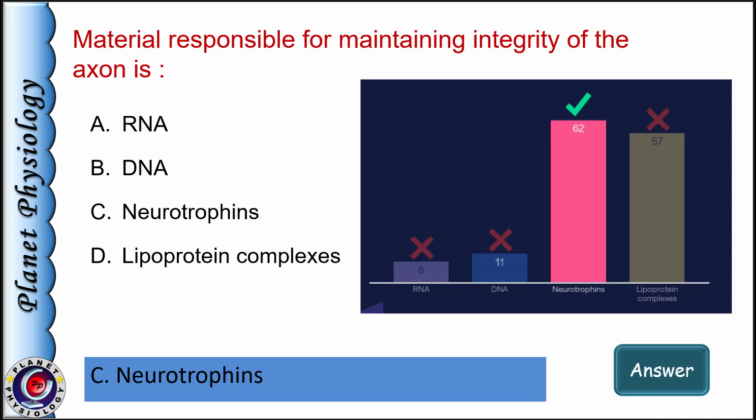Some neurotrophins are produced in the neurons and are transported to the nerve endings. They maintain integrity of the postsynaptic neurons. The first neurotrophin that was characterized was nerve growth factor.